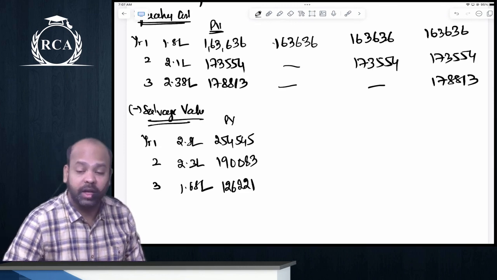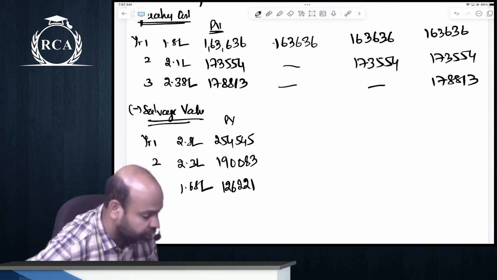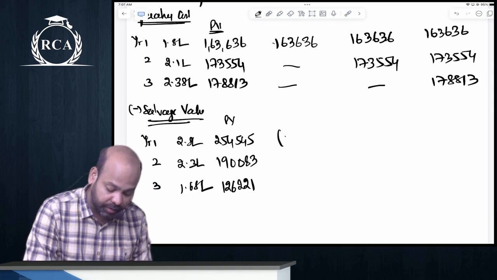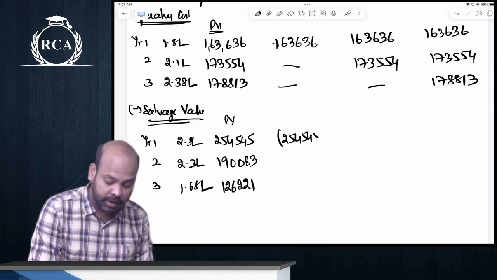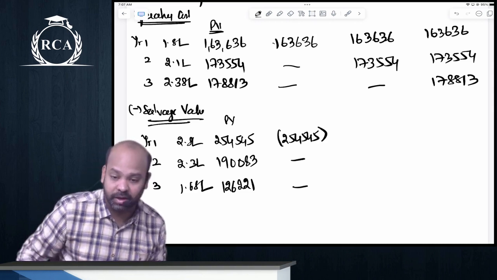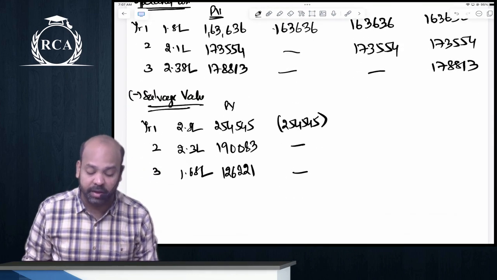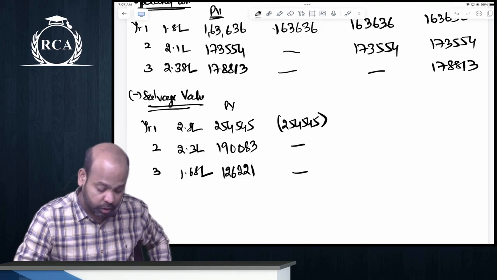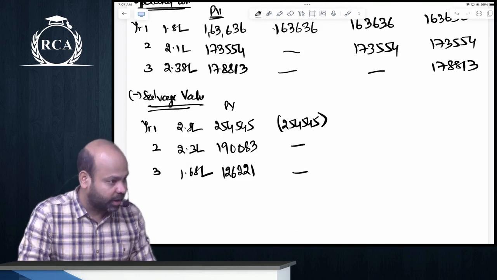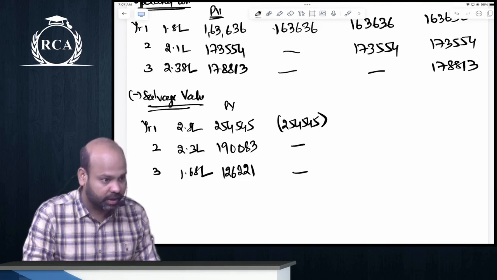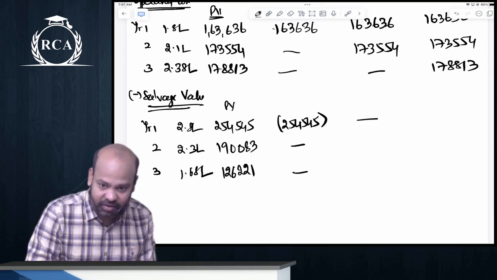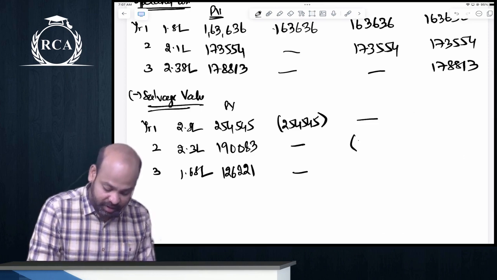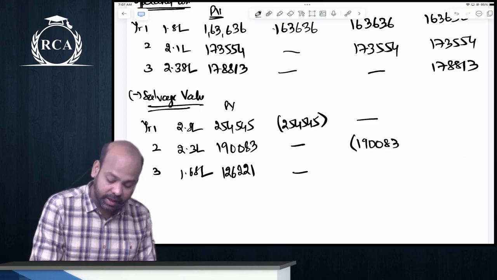Now, if you are selling off the machine, replacing the asset at the end of year 1, guys, won't you realize this 2,54,545 in present value terms? I'll write negative 2,54,545. If I'm replacing the asset at the end of second year, beta, what will I write? Should I write both, guys, or should I write only 1,90,000? Only 1,90,000. I cannot sell the machine at the end of first year and again bring it back from him and use it. So you'll write only 1,90,083.